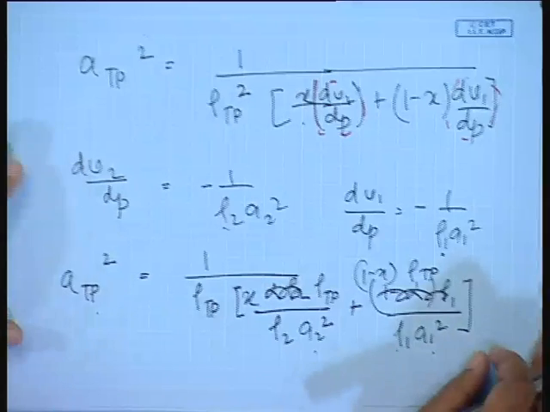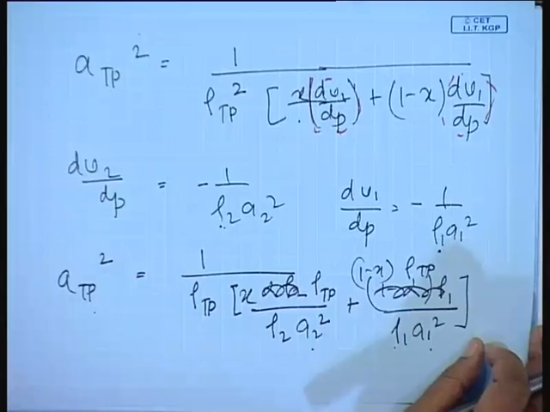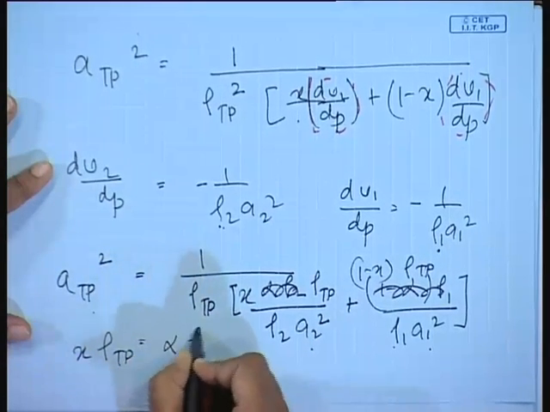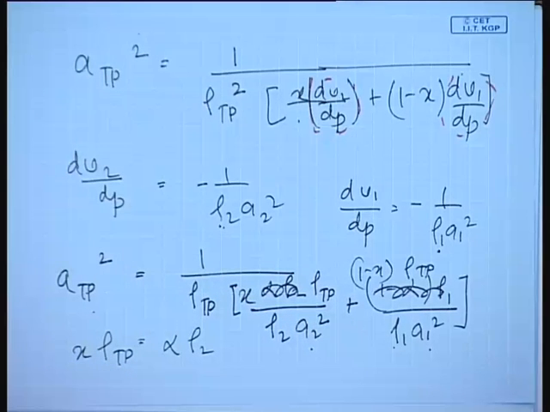Now, if you remember, I had derived one particular expression: x rho TP equals alpha rho 2. How did I get that? What did I tell you? That rho TP is the weight of one unit volume of two phase mixture, so kg of two phase mixture in, say, 1 liter of two phase mixture. What is x rho TP? It is the amount of phase 2 in this particular 1 kg mixture?